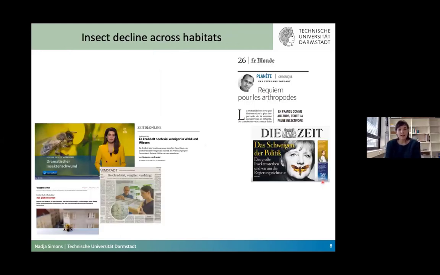This dramatic decline of insect biomass caught the attention of the mass media, especially in Germany, but also worldwide, leading to calls for saving insects across society and politics. So while the need for action was clear, not only to scientists, but also conservationists and other groups, it was first still controversial whether insect declines were maybe restricted to particular habitats or particular insect groups.